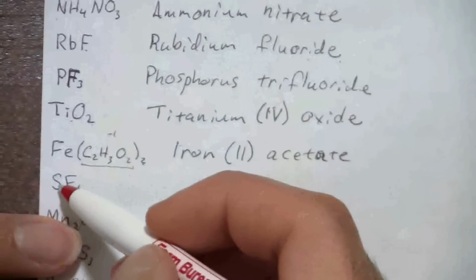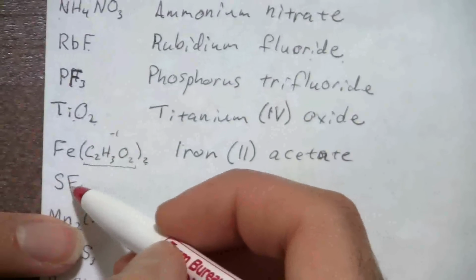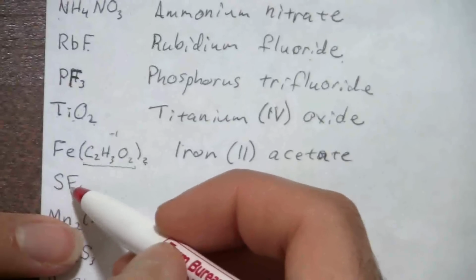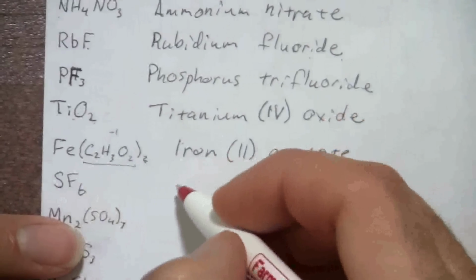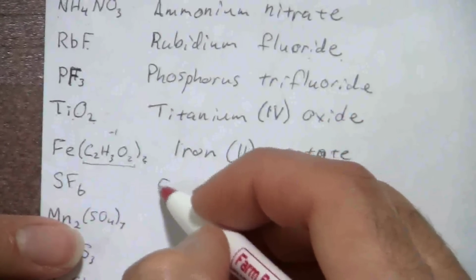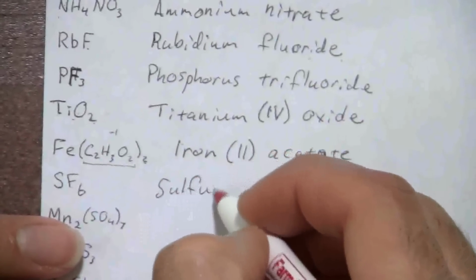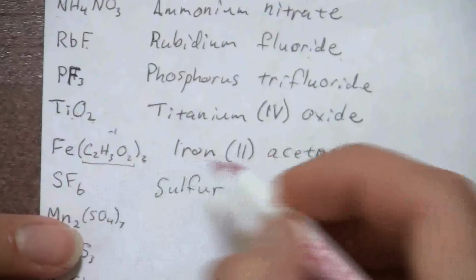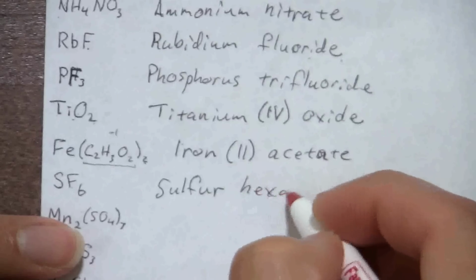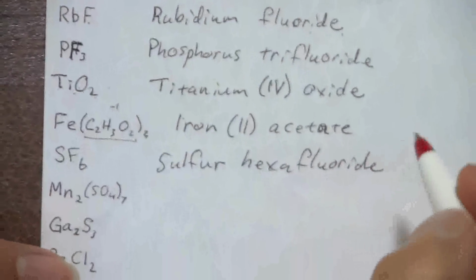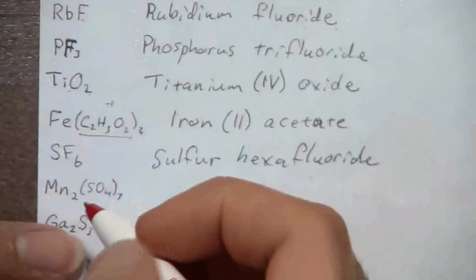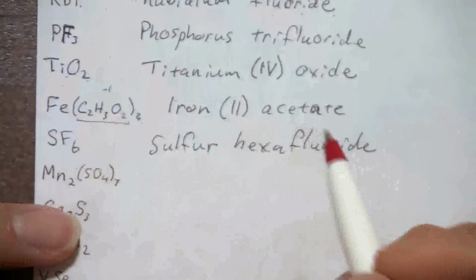Here we see sulfur and fluorine, 2 nonmetals again. So we have just one on the first, but that's the first one, so we don't use the mono. This will just be sulfur, and then 6 is hexafluoride. Okay, ending that always in IDE for the molecules.